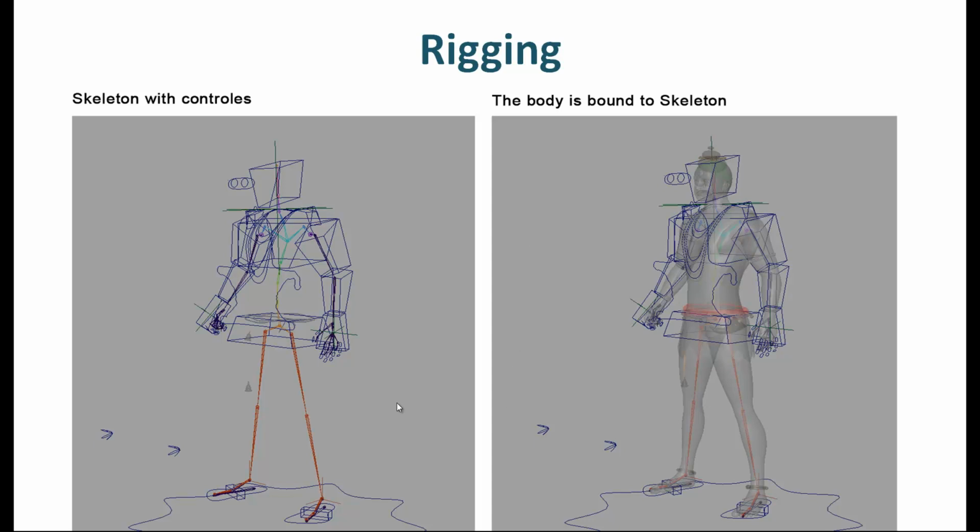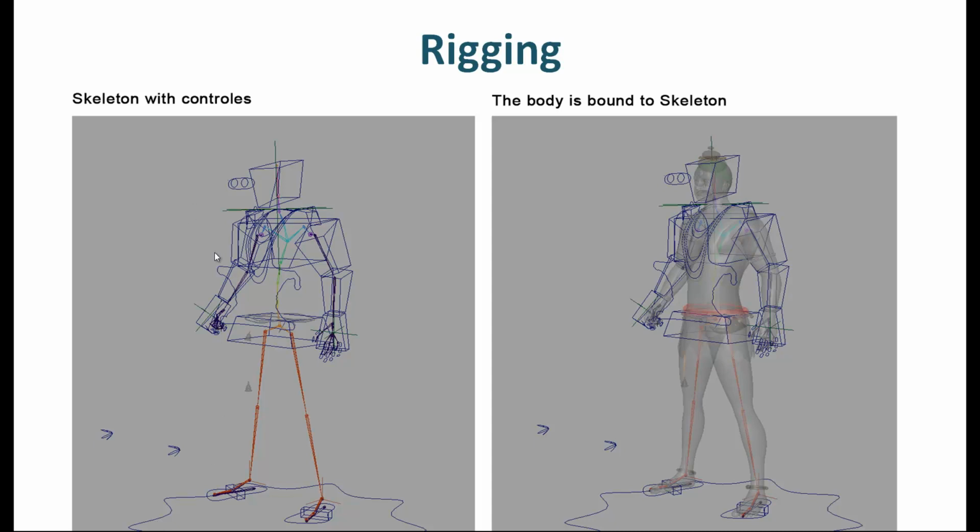You can see in the left image a skeleton with controls. You can see the skeleton structure as well as the controls. This skeleton is controlled by these controls, right? You can see rectangular boxes, those are controls. At the foot you can see this rectangular box, this is a control. This star kind of shape is a control. Using these controls, animators do animation, right?